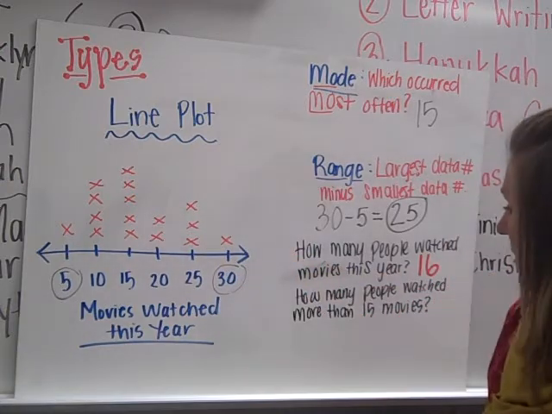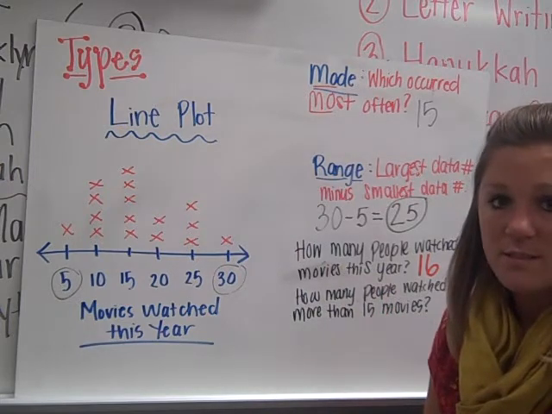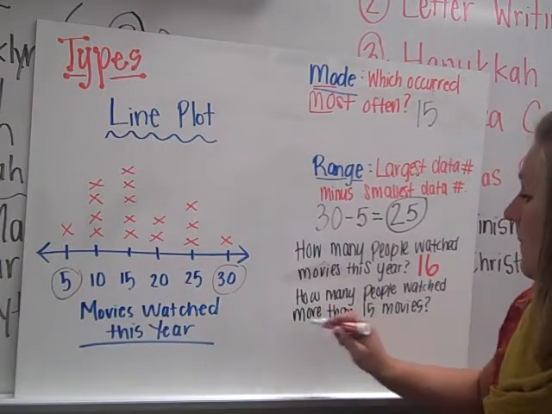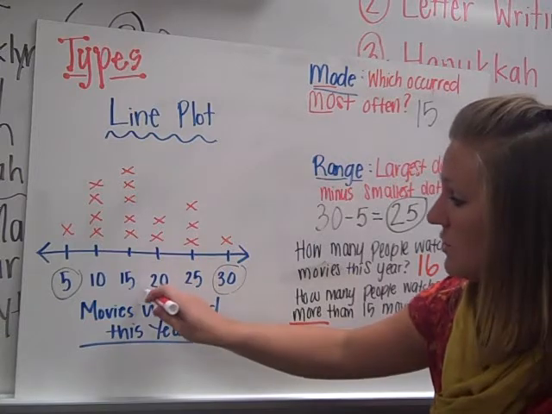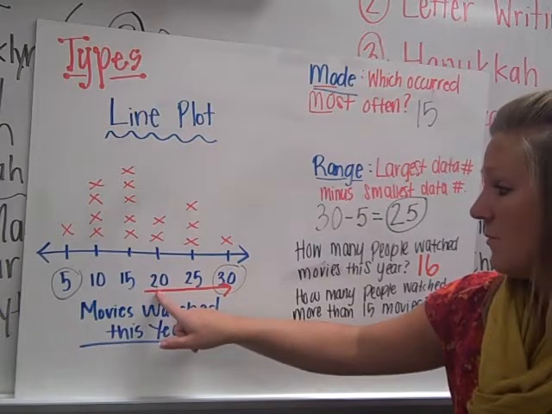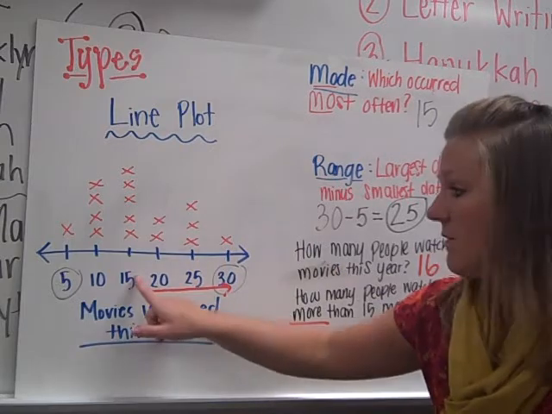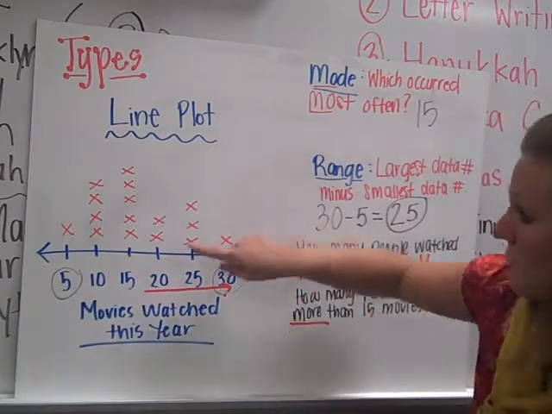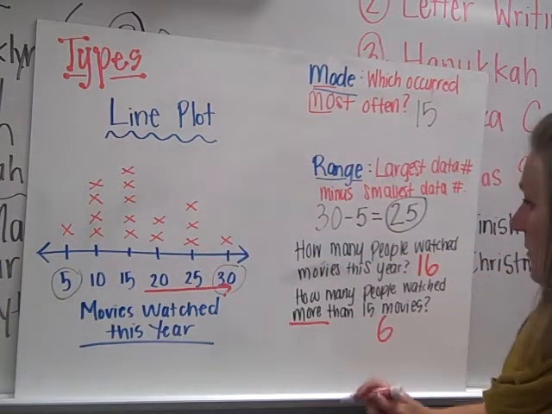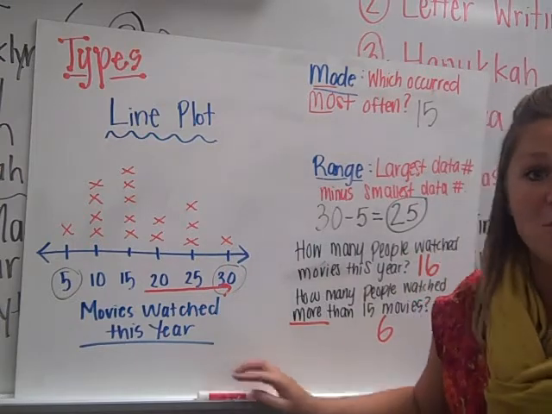How many people watched more than 15 movies? Well, should I include 15? No, because it tells me more than 15. So I would just look at 20 through 30 to figure out how many people watched 20 movies, 25 movies, or 30 movies, since all of these numbers are greater than 15. So I'm going to do the same thing. I'll just count. 1, 2, 3, 4, 5, 6. 6 people watched more than 15 movies so far this year. Okay? Easy enough, and we'll do some more in class.